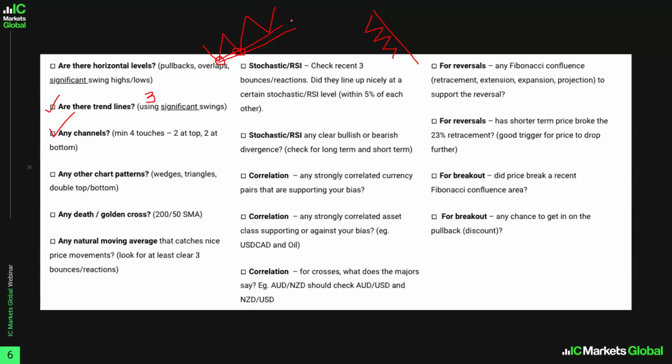Just pretend that it's touching. One, two, three. Four touches: two on the top and two at the bottom when it comes to a channel. So let's say price is moving in the downtrend. I need the channel to be touching two at the top and two at the bottom for it to be a legit textbook channel.